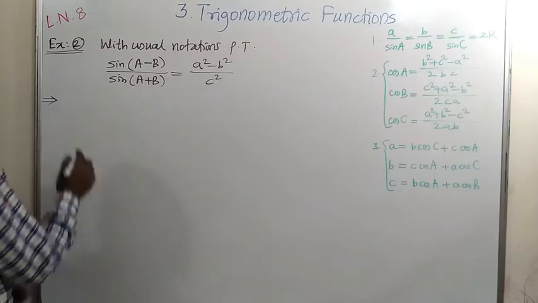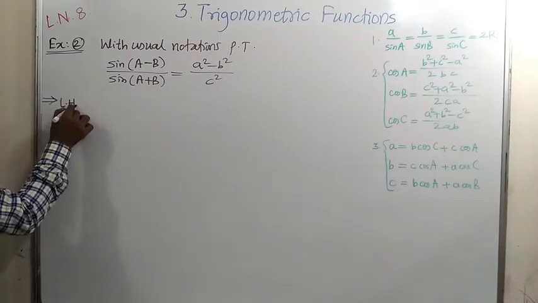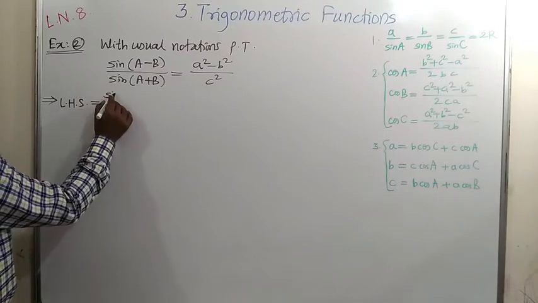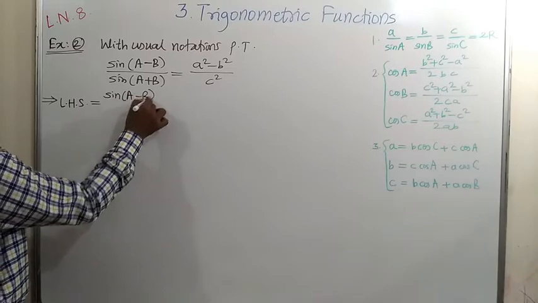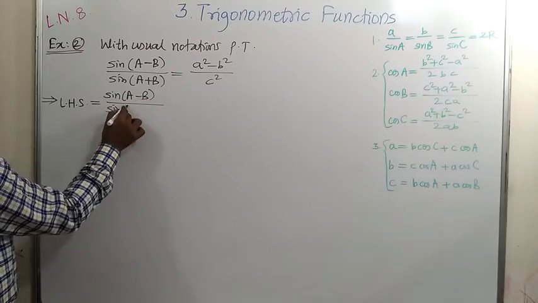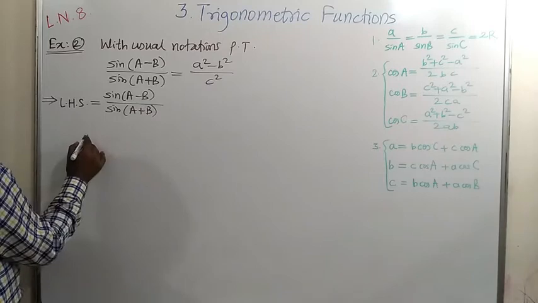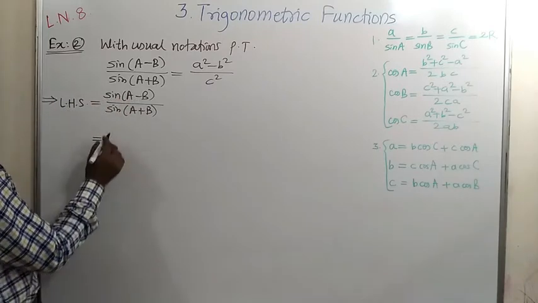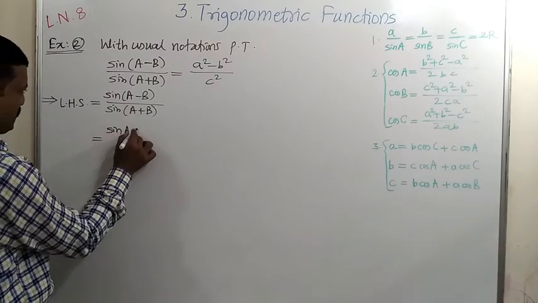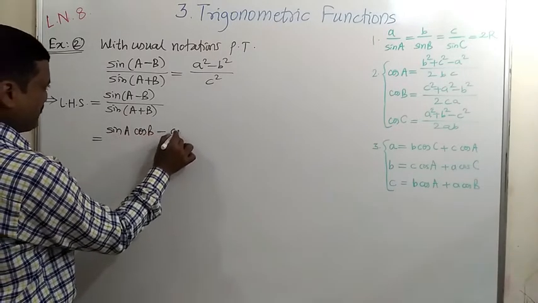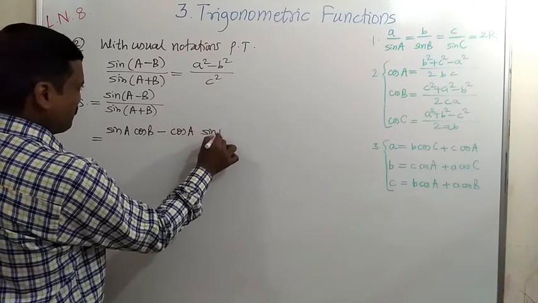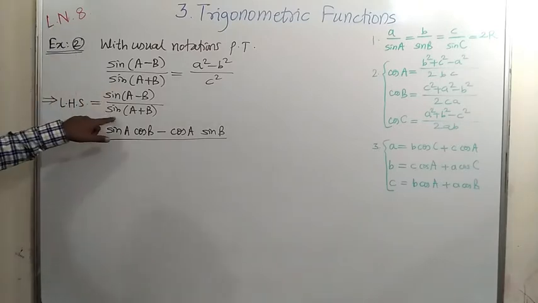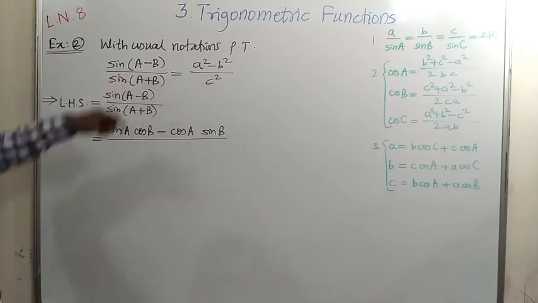Let us consider the LHS first. LHS is equal to sine of a minus b upon sine of a plus b. Now use the formula for this compound angle a minus b. It will be sine a cos b minus cos a sin b, all divided by, we can use the formula because here ABC are the angles of a triangle.